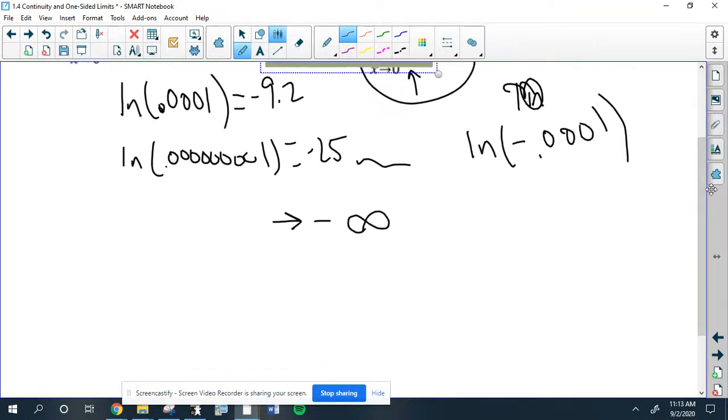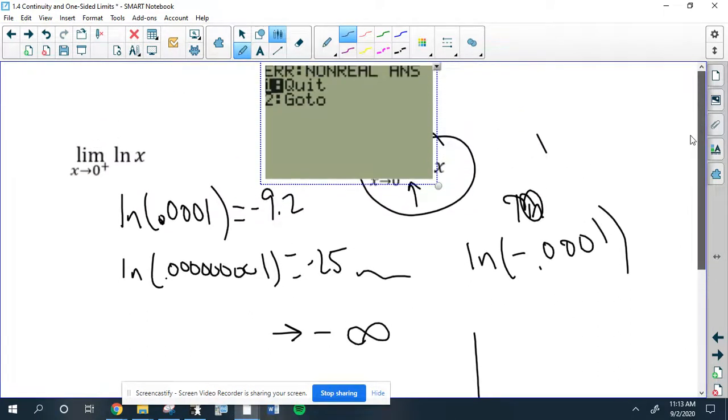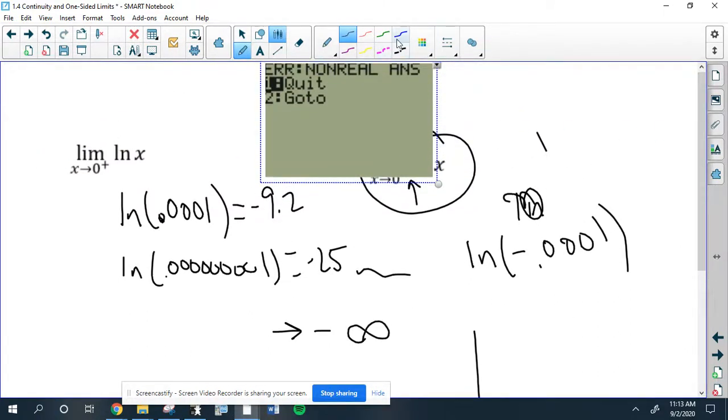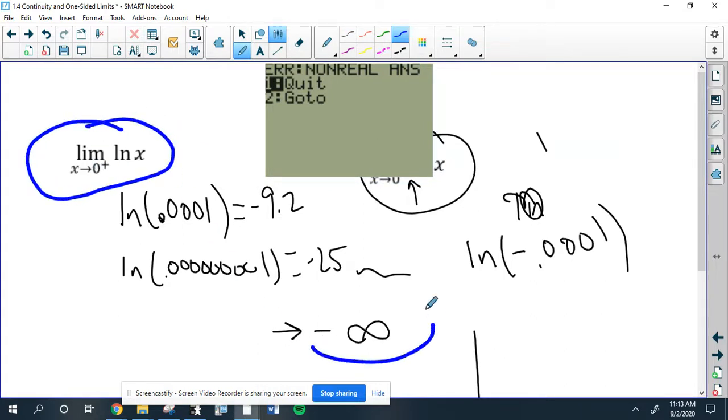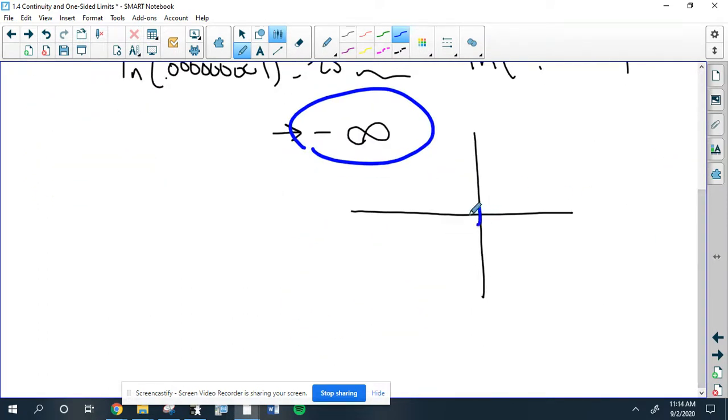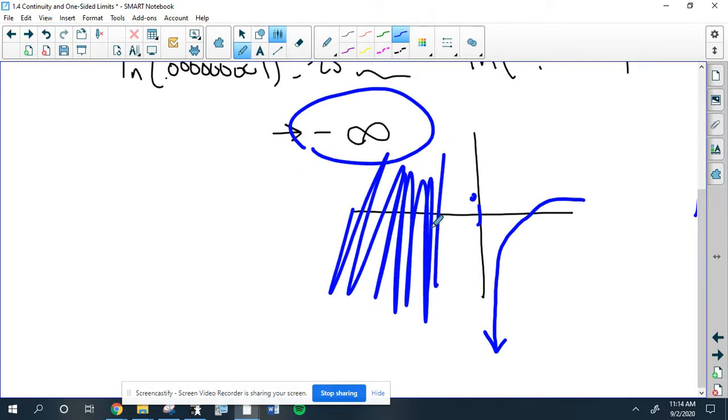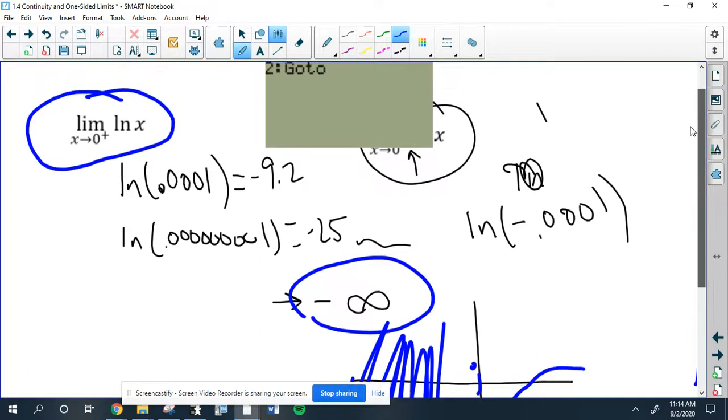One use of one-sided limits is the graph of the natural log. The first one tells me, as you approach 0 from the right, the graph will go to negative infinity. So as I approach 0 from the right, my graph is going to negative infinity, all the way down there. From the left, non-real answer means the graph doesn't exist. So that's one-sided limits for you.